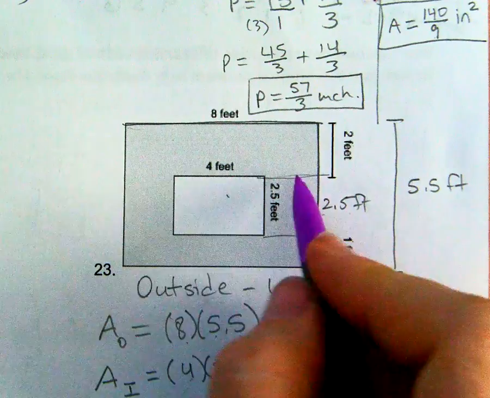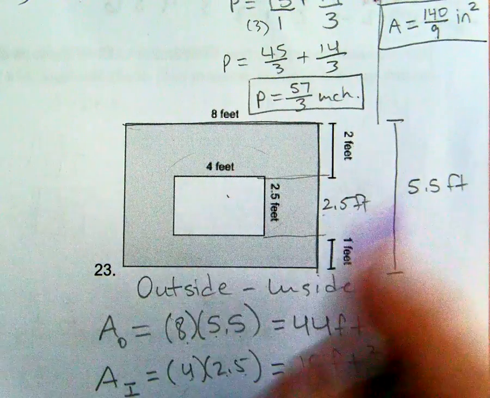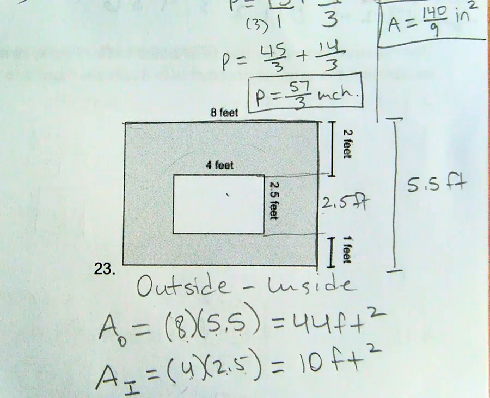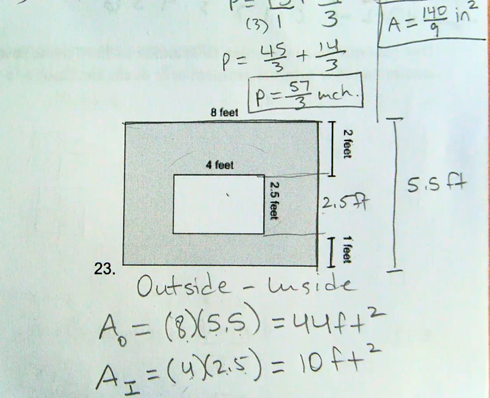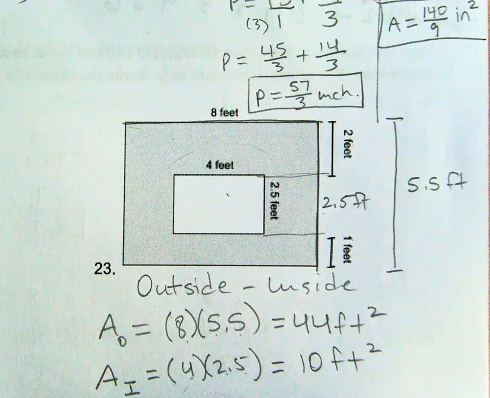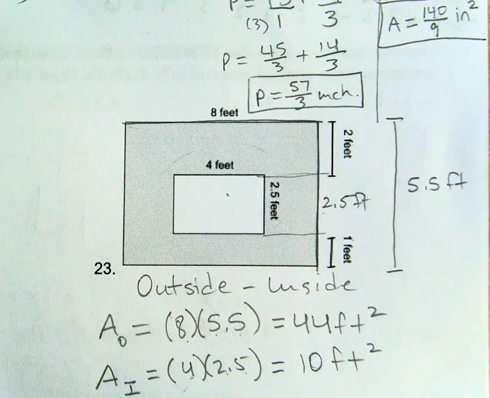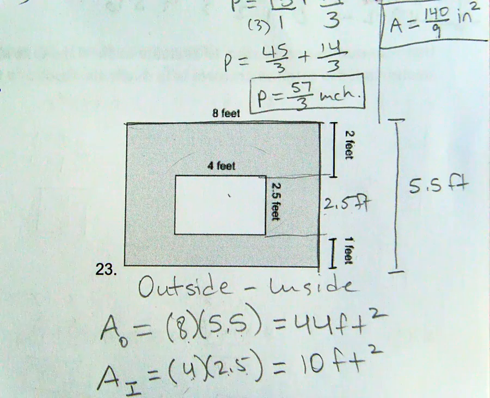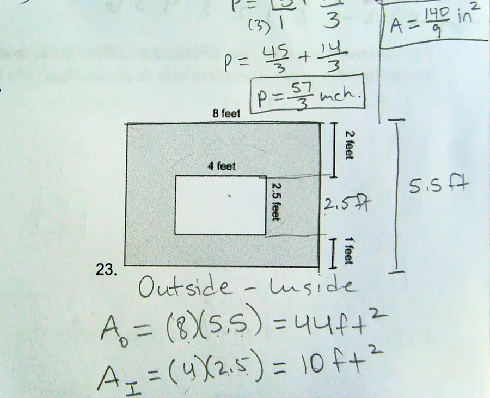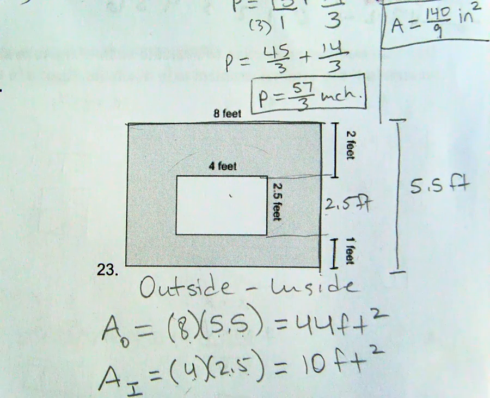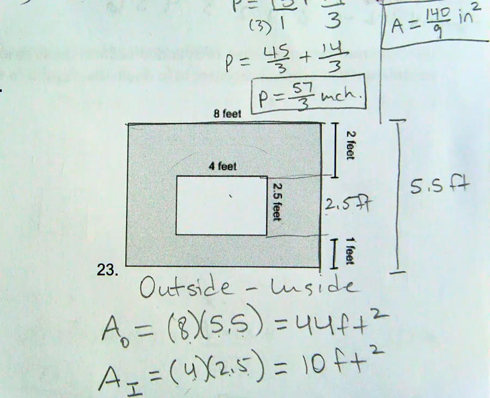And then in order to find the area of shaded region only, right, just like the donut, we take out the middle part. I'm sure you've done this before. The area of the outside minus the area of the inside. This is going to give me area of the shaded is 44 minus 10, or 34 square feet.